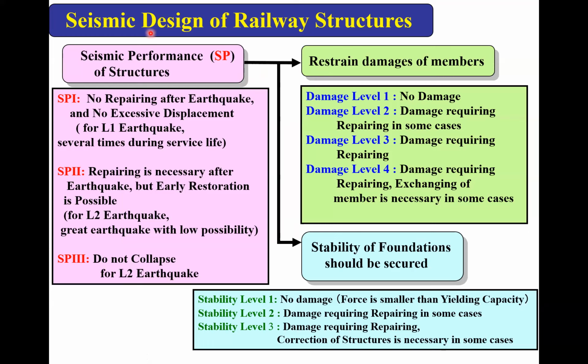This slide summarizes the seismic design philosophy of railway structures in Japan. There are several kinds of seismic performance here: seismic performance 1, seismic performance 2, or seismic performance 3. What is seismic performance 1? During an earthquake, structures will perform under earthquake shaking. Seismic performance 1 is designed as follows: no repairing after earthquake and no excessive displacement. So it's the definition of seismic performance 1. It means very strong against earthquake.